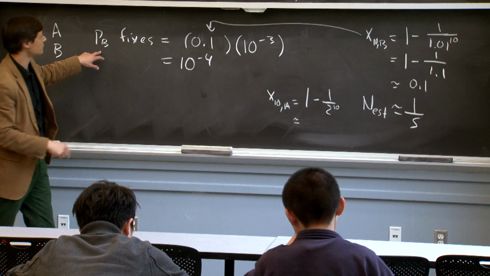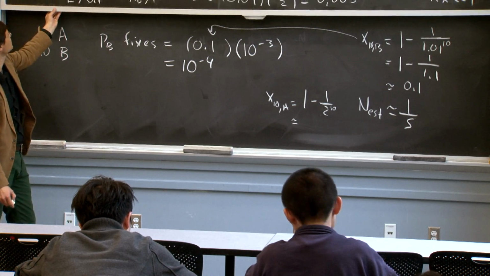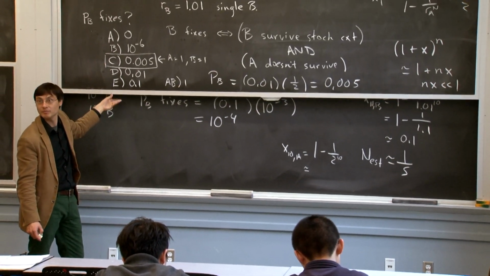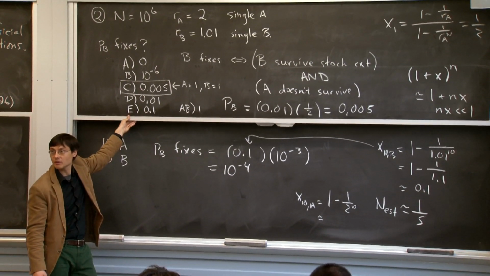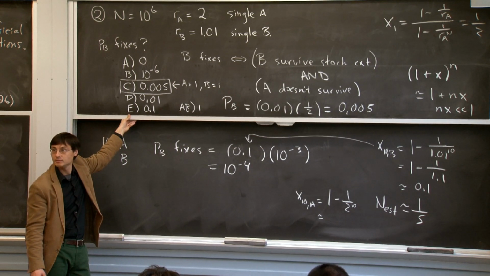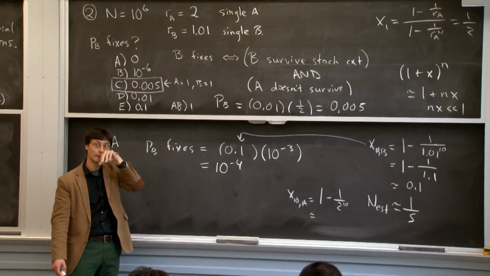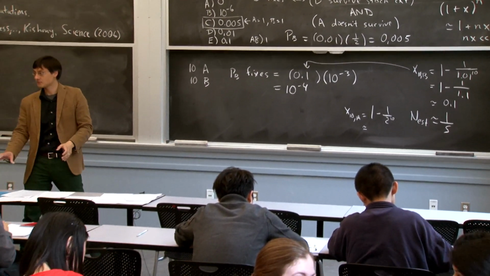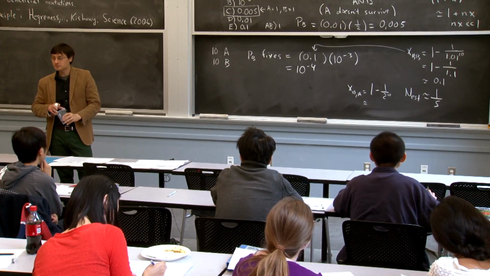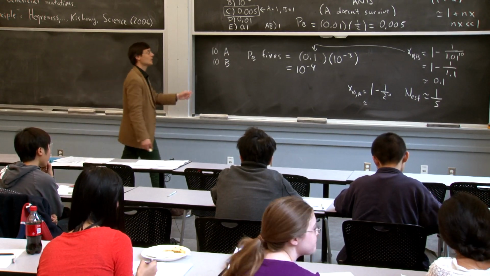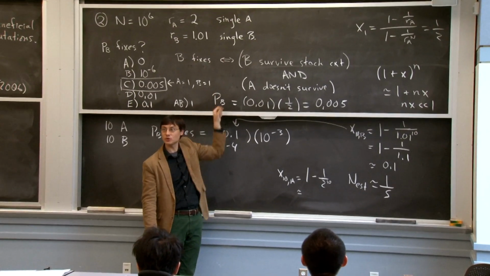All right, so the probability that B is going to fix in this situation is rather close to 10 to the minus 4. Okay, so it's somewhere in between there. Are there any questions about how that came about? I feel like there's a fair amount of unhappiness. So it could be the logic of this, or it could be the calculation of one of the two terms, or it could be something else.